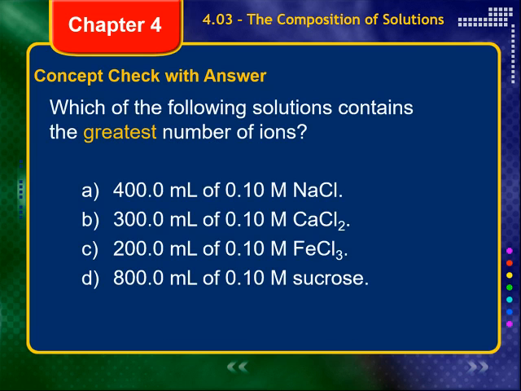All right, here's another concept check. I'll give you the answer here because I'm a nice guy. Which of the following solutions contains the greatest number of ions? Go ahead and press pause so you can calculate this on your own.